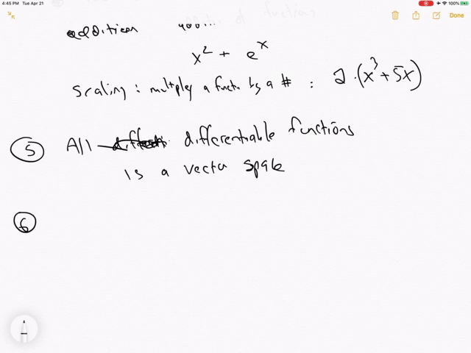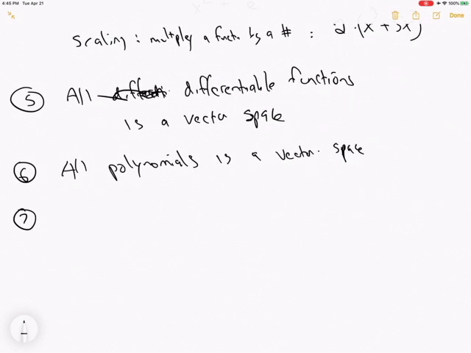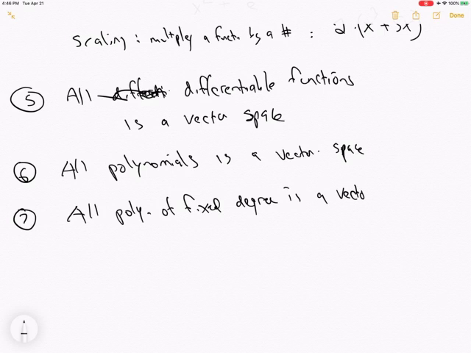Say all polynomials. These 5 and 6 are special examples of continuous functions. All polynomials is a vector space. Similarly, if you consider all polynomials of a fixed degree, that is a vector space.